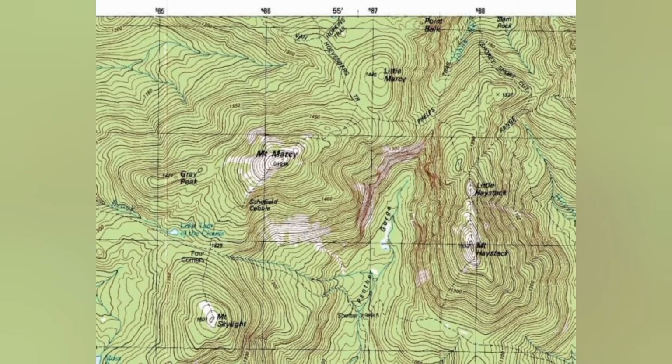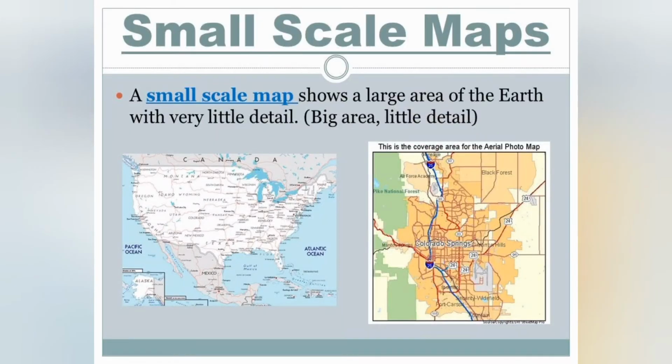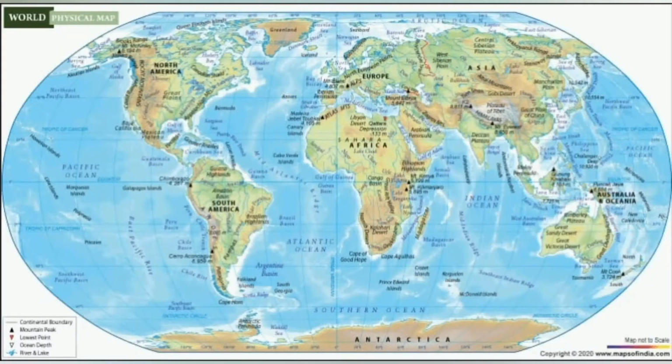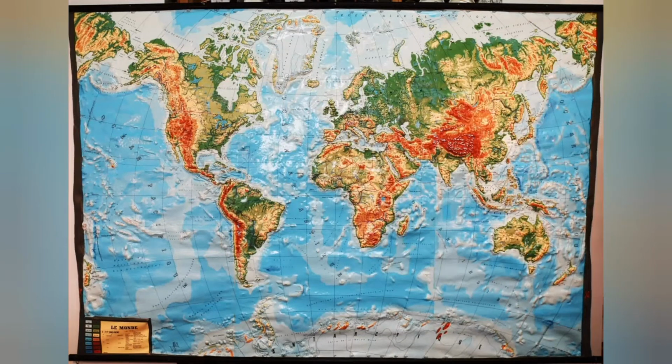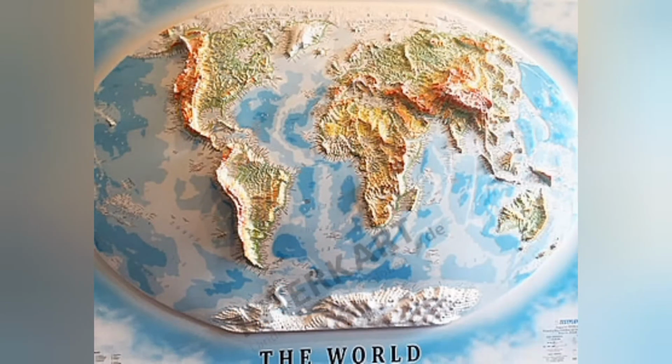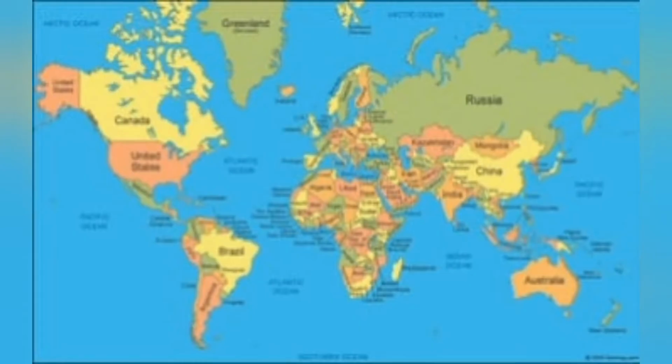Then you have small scale maps. A small scale map shows a large area of the earth with very little detail. So a big area and little detail, that is a small scale map. Examples are wall maps, then atlas. So you can say that it shows a large area in a small map. So that is called a small scale map.